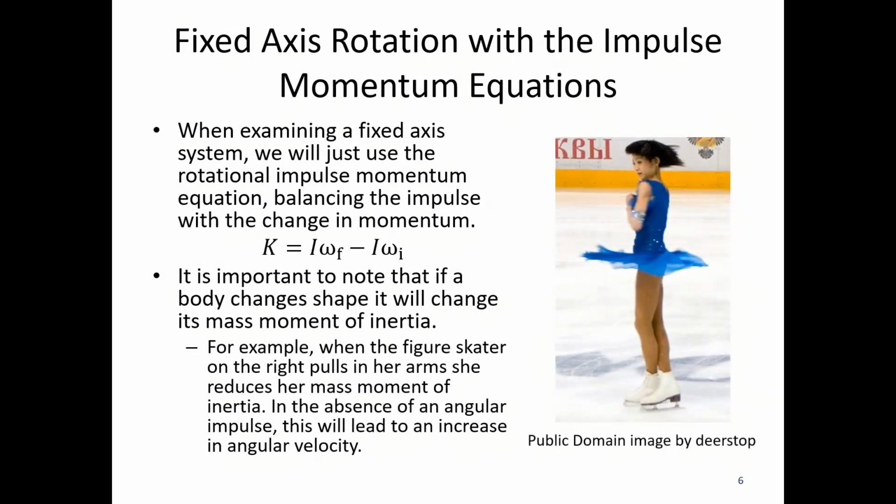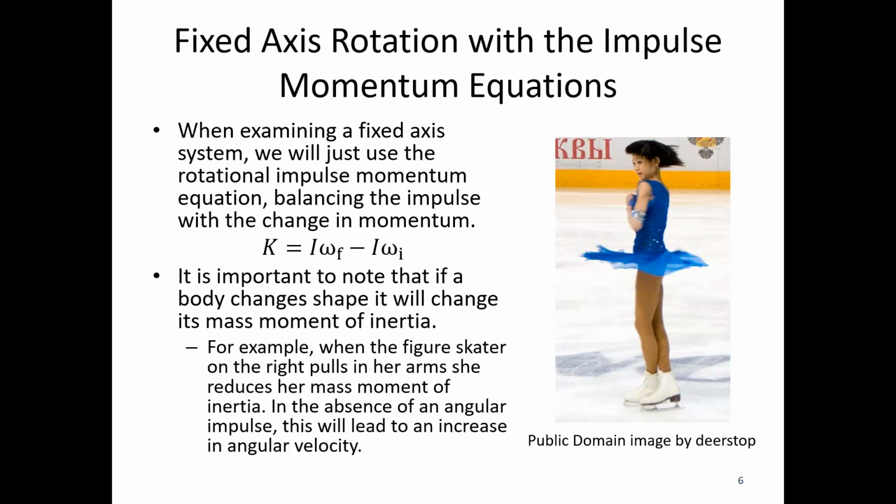If we imagine a figure skater, with no impulse, assuming she is spinning here, if she pulls her arms in, it's going to decrease her mass moment of inertia, and in the absence of an angular impulse, the final angular velocity has to be higher if the final mass moment of inertia is smaller. So it has to balance out in the end. So do be aware of that.